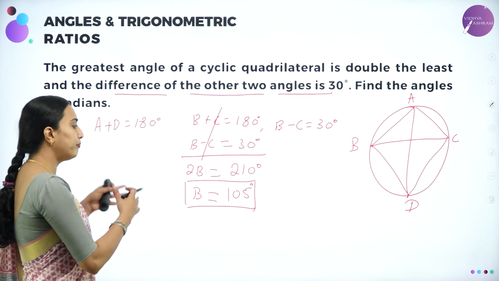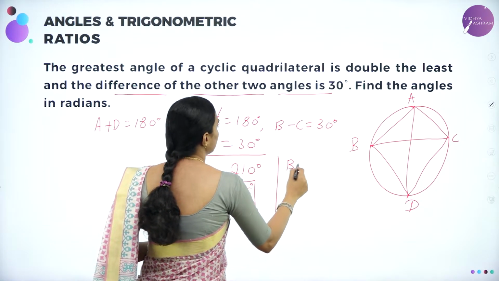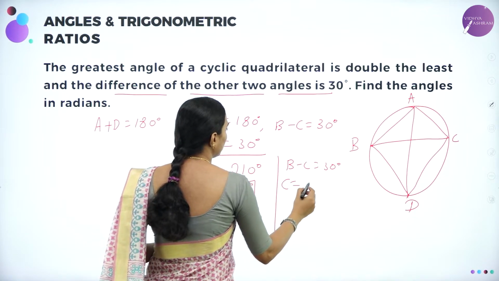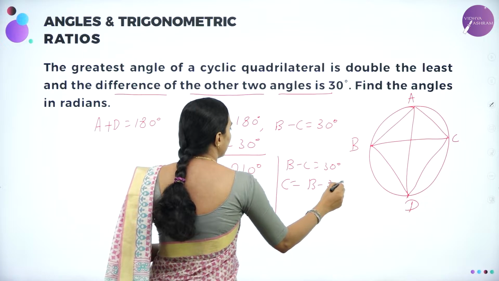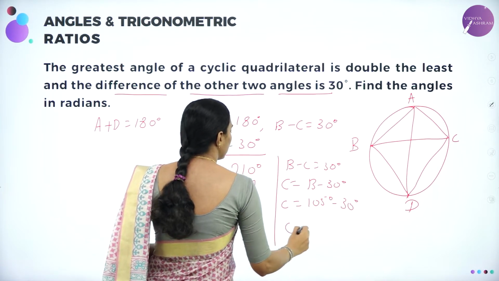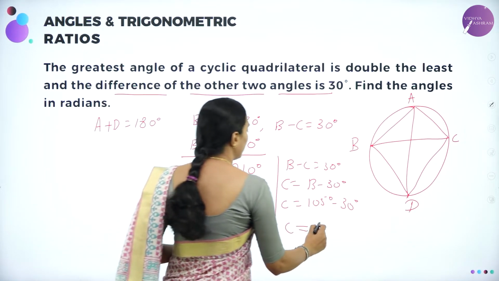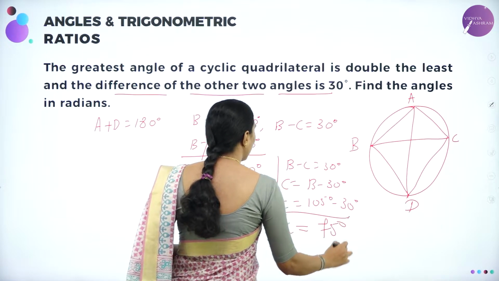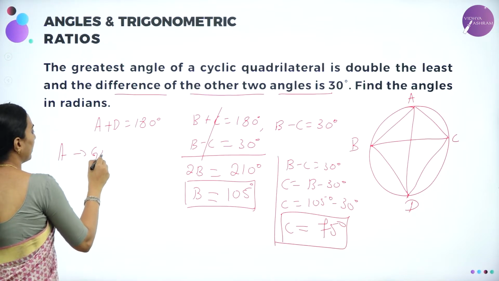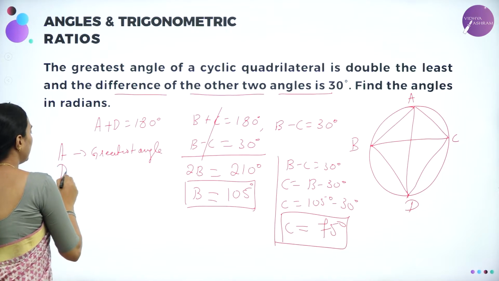So if B is equal to 105 degree, we can find C from B minus C equals 30 degree. So C will be equal to B minus 30 degree. So C will be equal to 105 degree minus 30 degree, which is nothing but 75 degree. Okay. Here I am going to consider, let A be the greatest angle and D be the least angle.